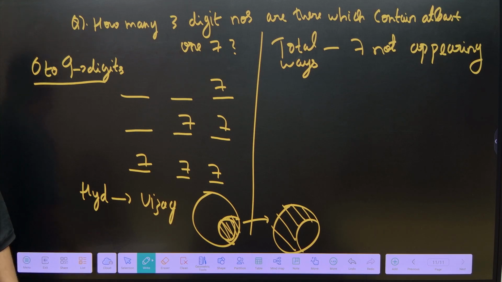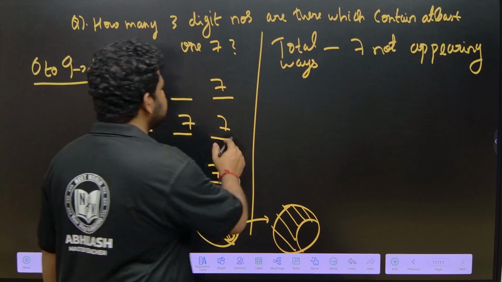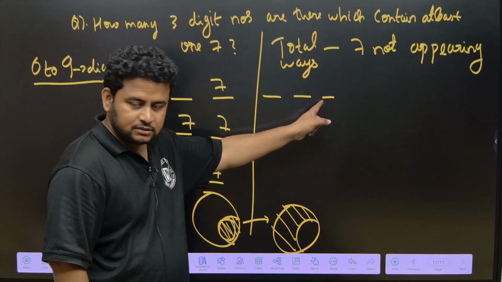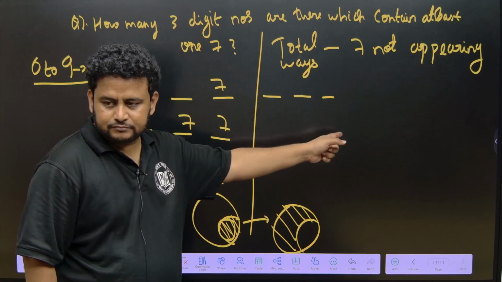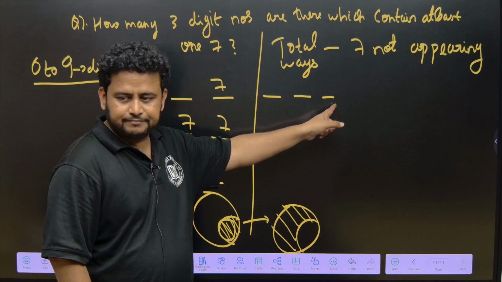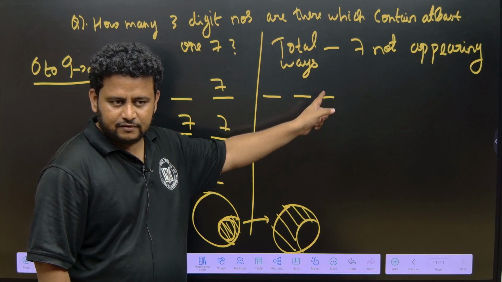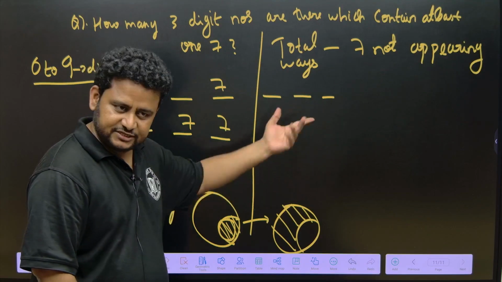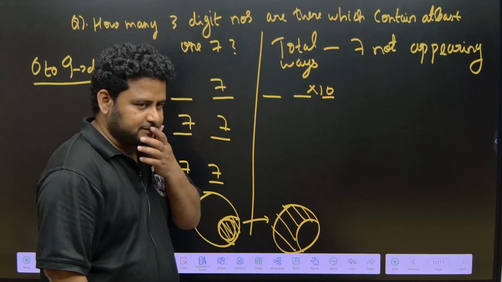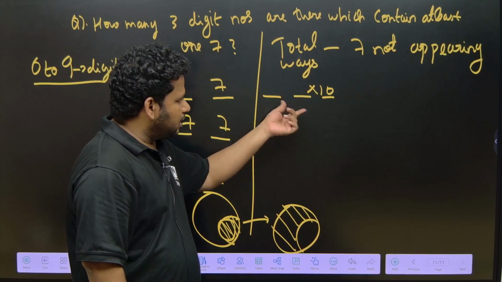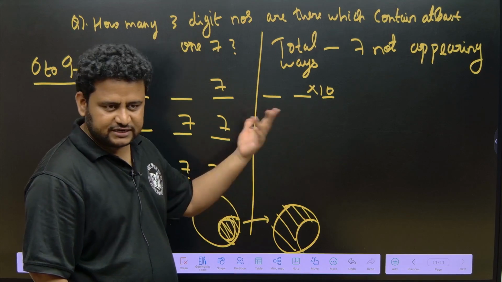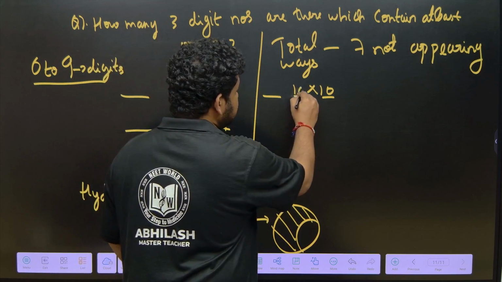First let us find out the total ways. Total ways is what? See here, 3 digit number. Think correctly. How many digits can come here? Out of 10, any of the 10 can come here, even 0 can come here. I will write 10 here. So 1 is fixed. Now out of 10, any of the 10 can come here. Correct? So I will write 10. Total ways I am writing.